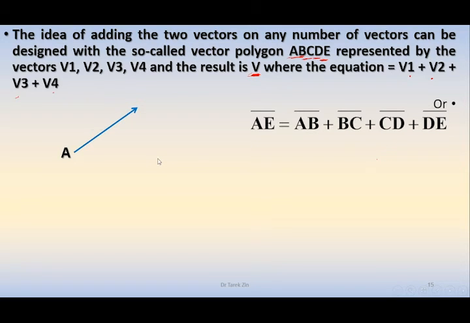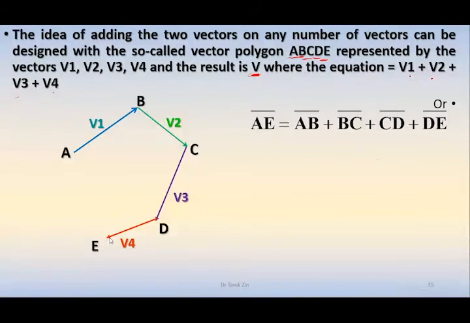Let's see the vector V1 starting from A to B, then V2 starting from B to C, then from C starting V3 to D, then finally to E. To get AE, it will be something like that, and it will be the resultant for that. Okay.